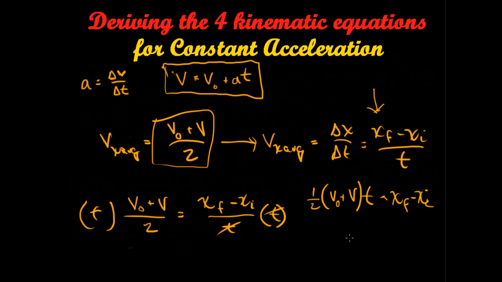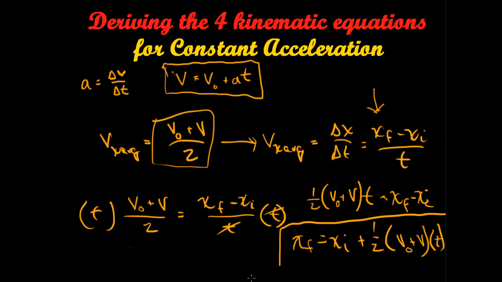Now, if we add the initial position to each side, we solve for the final position, which is the initial position plus 1/2 of the initial velocity plus the final velocity times the time. So here is the second main kinematic equation for constant acceleration, and once again it was derived from very simple expressions. Do not try to memorize these. Practice deriving these.